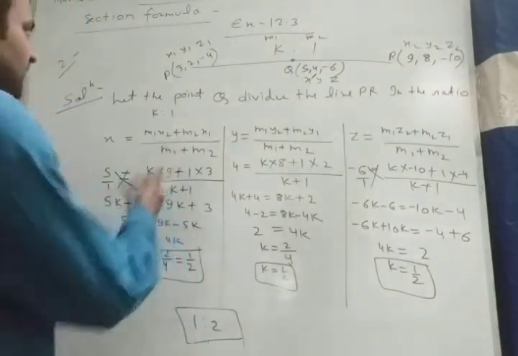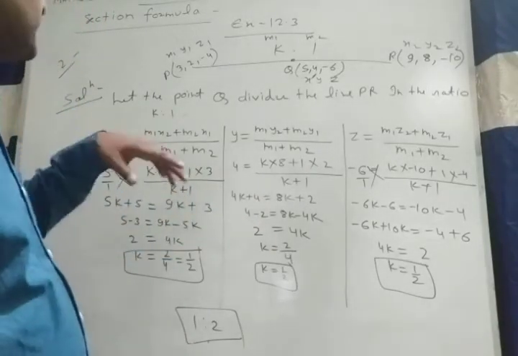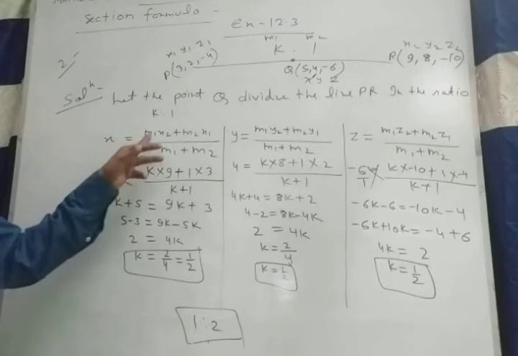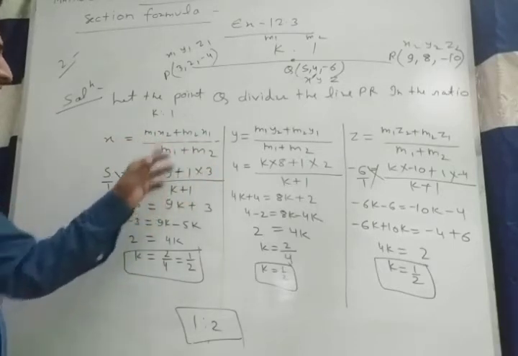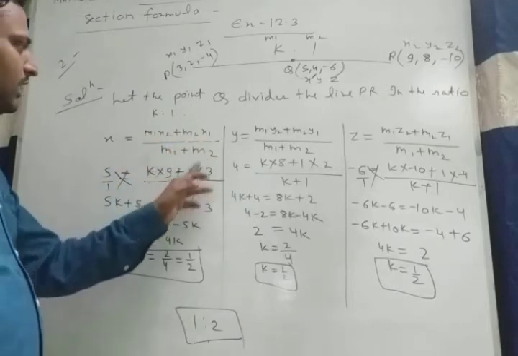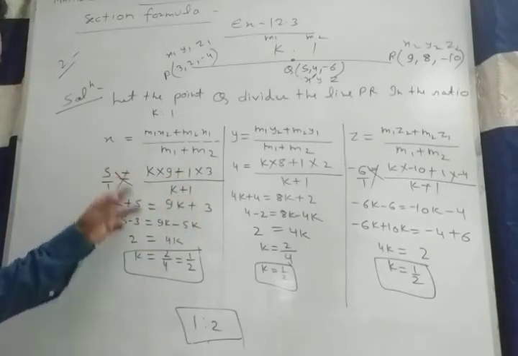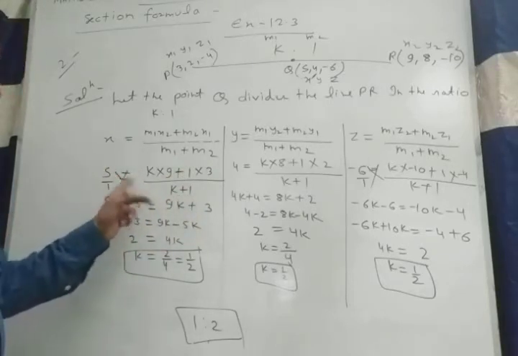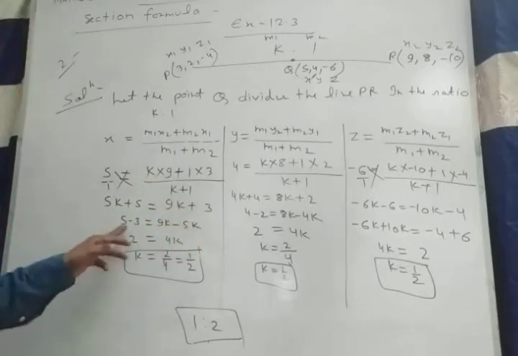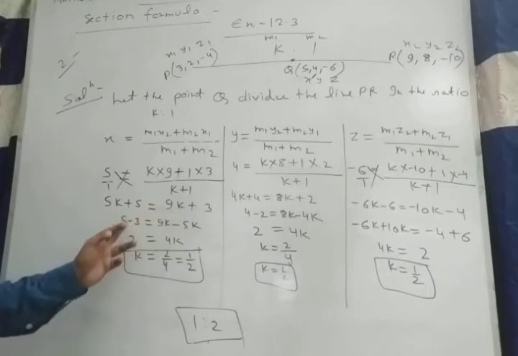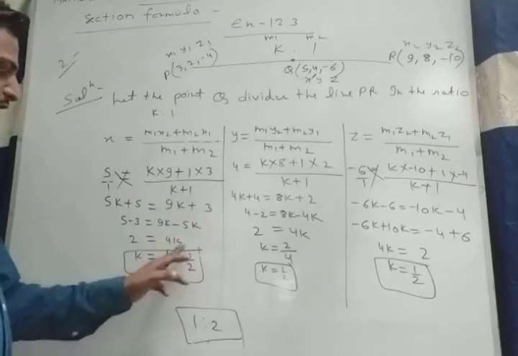Okay. What have we done? Nothing, we have just used the section formula of internal division. Look at x is m1 x2 plus m2 x1 upon m1 plus m2. We have put the values m1 is k, x2 is 9, m2 is 1, x1 is 3, m1 plus m2 means k plus 1. After this we have cross multiplied. Now it will be 5k plus 5 is equal to 9k plus 3. After transferring 3 to the left hand side, 5 minus 3 is equal to 9k minus 5k. So k is equal to 1 by 2.